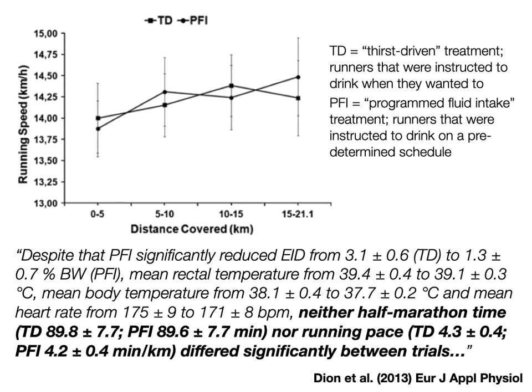And the runners in their experiment had to run on a treadmill, and they had to run under a thirst-driven treatment, and then they probably went home and came back on another day and ran in a programmed fluid intake treatment. And different runners would have done those 2 treatments in different orders. And what they found was that their running speed was not influenced by which type of fluid intake they were required to do. So it really didn't matter in terms of their running speed whether they were doing a thirst-driven or a programmed fluid intake.